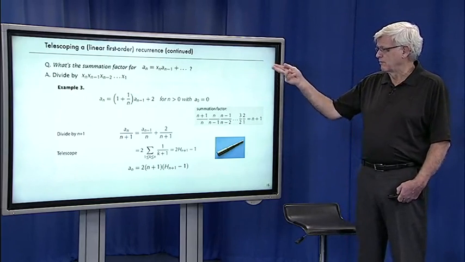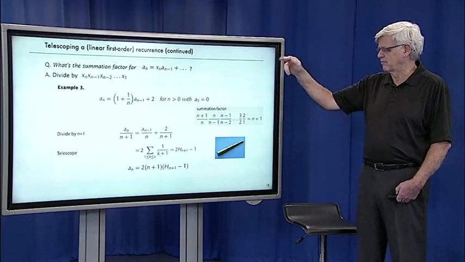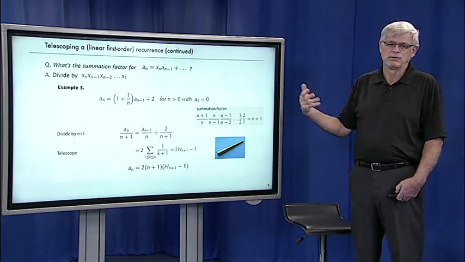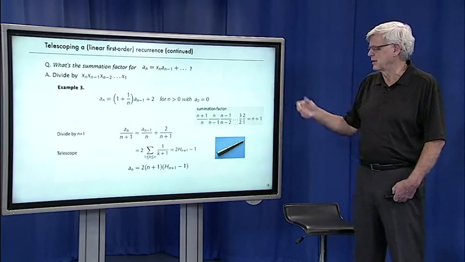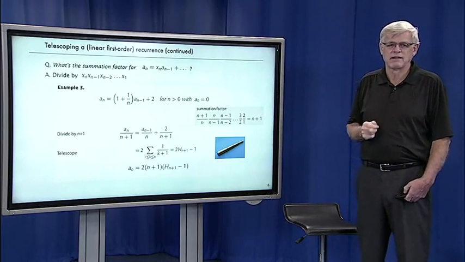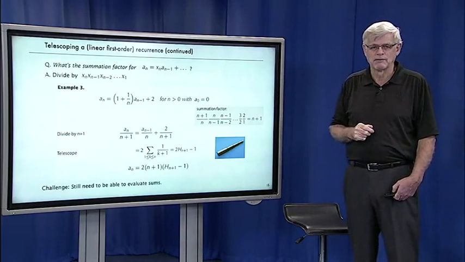So now we've got a method for solving any recurrence of that form. We do get to a sum in these examples. They've been familiar sums, but still that gives us a much broader class of recurrences that we know how to solve. Still need to be able to evaluate the sums.